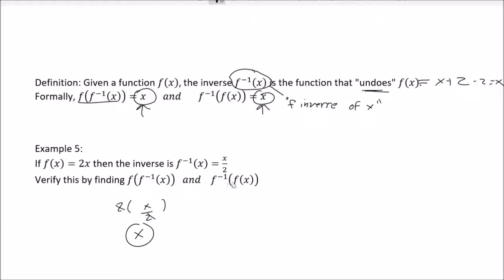What about f inverse of f of x? Okay, so for that one, we're going to take f inverse, which means it's something over 2. What's the something? That's the f function. So that's 2x. Divide out the 2, and we get x.